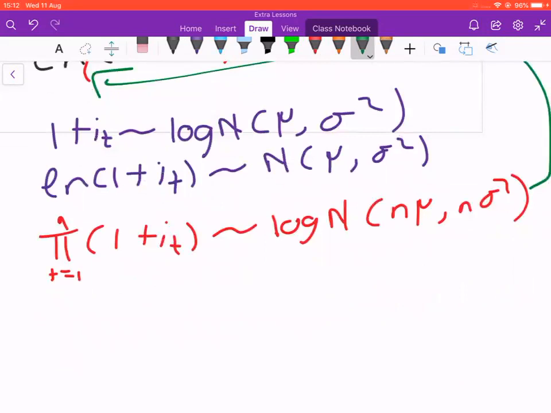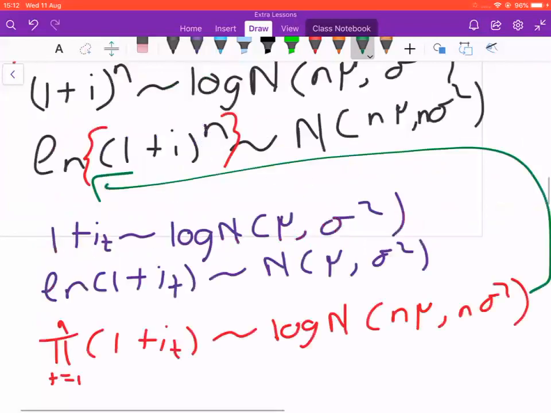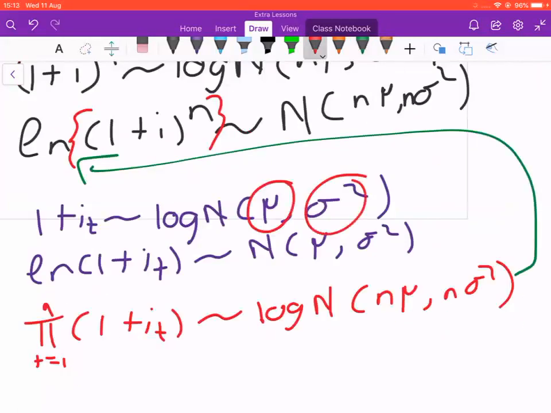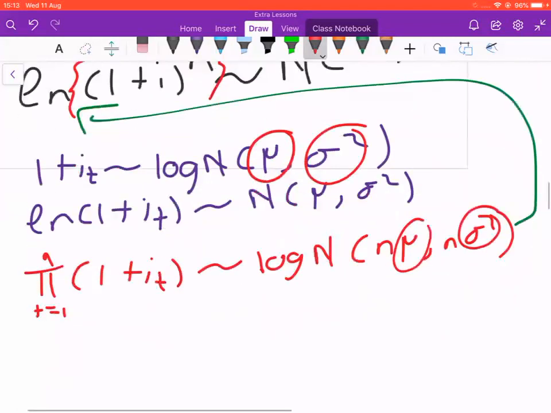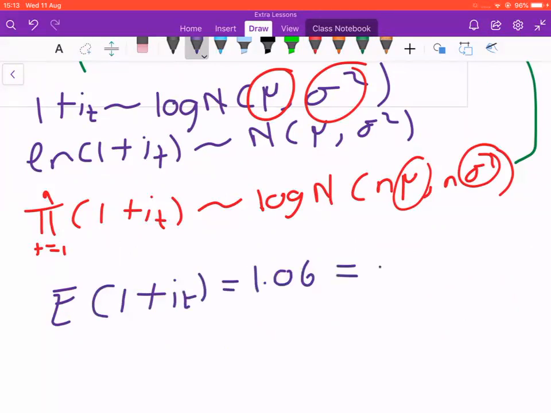So fine. How do you find these parameters mu and sigma? To find them, they will give you information that the expectation of 1 plus i is going to be a certain value. Whatever value they give you, let's say maybe they give you 1.06, you can equate this to e to the power mu plus sigma squared over 2.